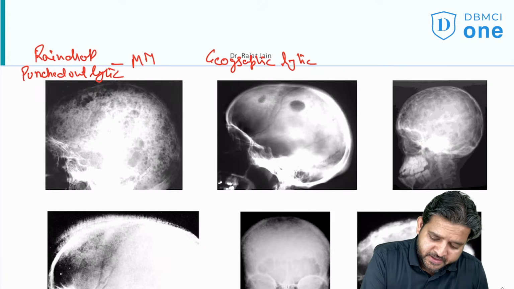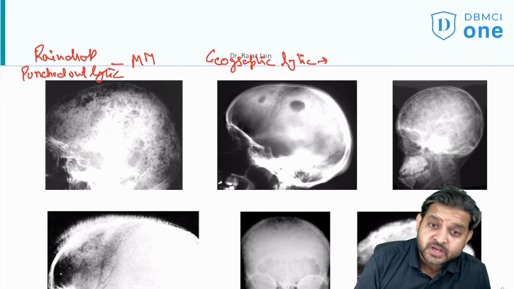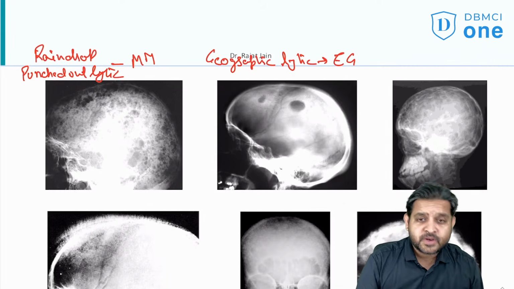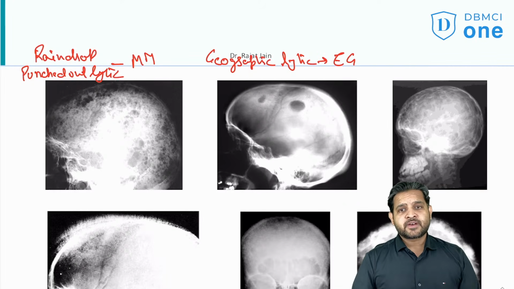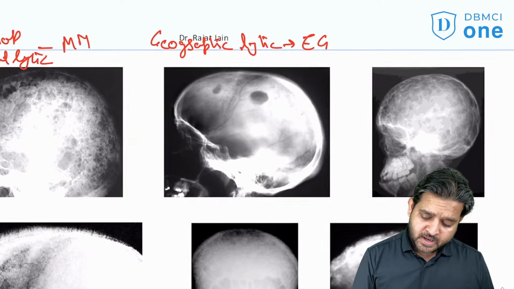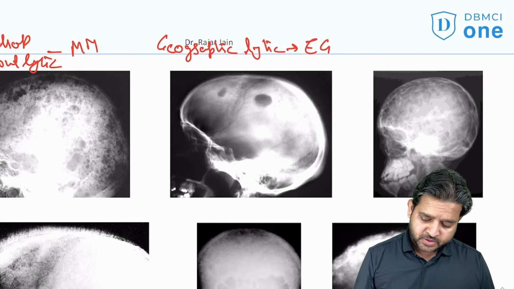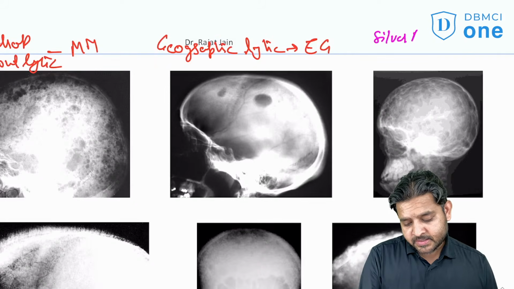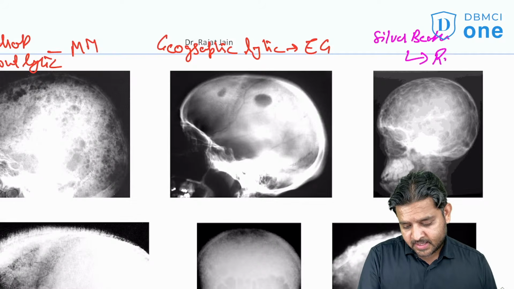Yes, I'll share the PDF. Geographic lytic lesion with beveled edges. This is seen in eosinophilic granuloma. Right. Geographic lytic lesion with beveled edges are seen in eosinophilic granuloma. Now I will share this PDF with you. Then this is called as silver beaten appearance. Silver beaten appearance is seen in raised intracranial tension.